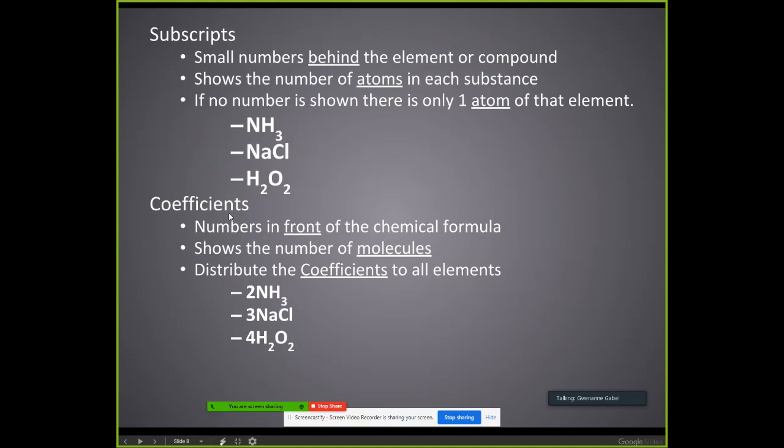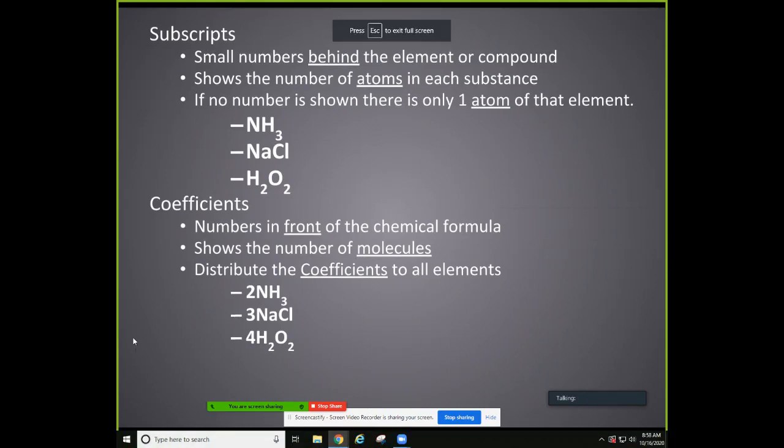Subscripts versus coefficients, okay? Subscripts are the small numbers behind the element. It shows the number of atoms in each substance. So in this example, NH3, how many atoms are there for each element?